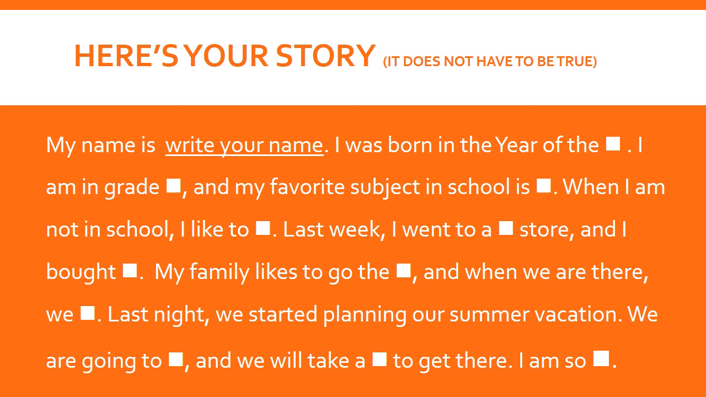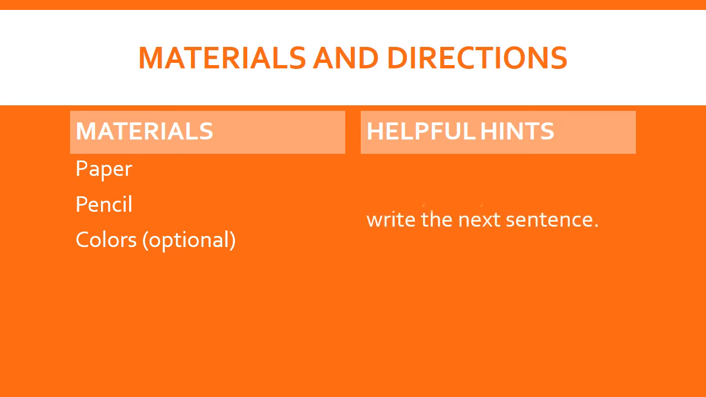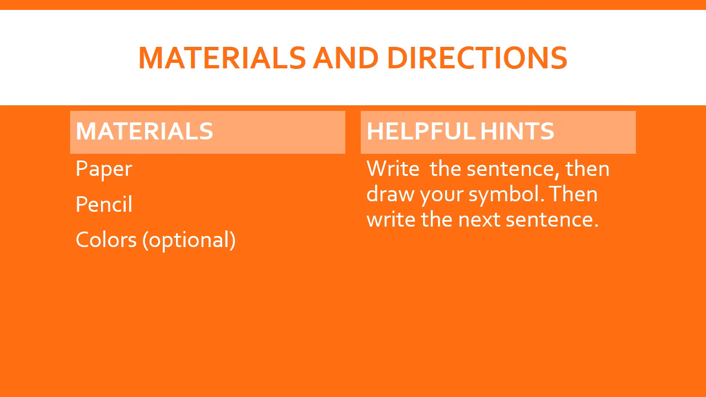So you're going to write out your story and you're going to fill in symbols where there are squares. Okay? So the materials you're going to need are paper, pencil. You can use colors. It's optional. You really can do it all in the same color. Doesn't matter. Here's some helpful hints. Write the sentence, then draw your symbol. Then write the next sentence and draw your symbol, just so you know how much space you'll need.